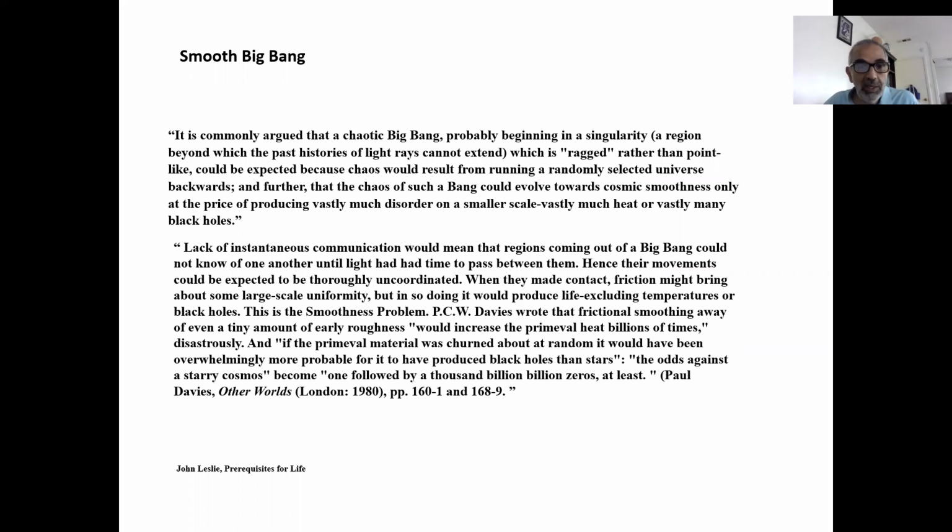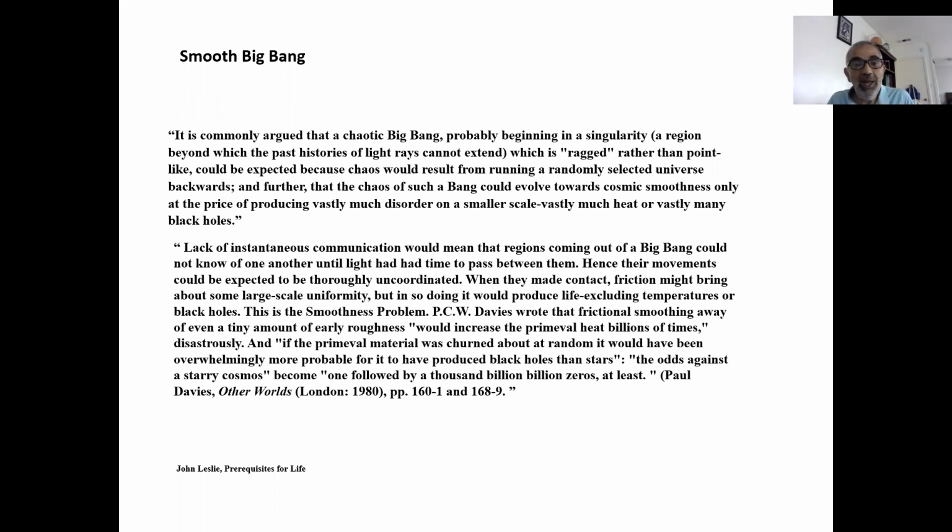So you know that the pits on the golf ball are very small. It's not terribly rough, but it turns out that the Big Bang needs to be incredibly smooth. What does that mean? Well, again, I've pulled something from John Leslie's Prerequisites of Life, and he himself is quoting well-known scientists like Paul Davies. But the idea is, you know that the universe is expanding since the time of the Big Bang. Now, imagine rewinding, going to the outer reaches of the universe and rewinding it back in time to the beginning, right to the Big Bang.